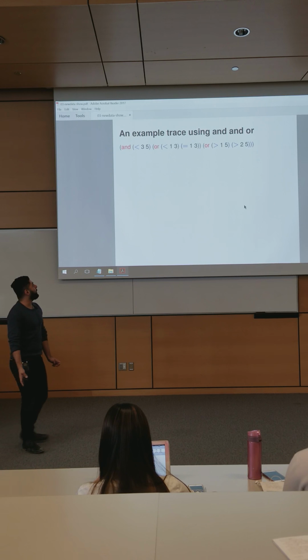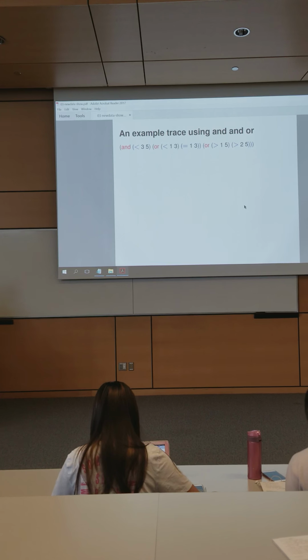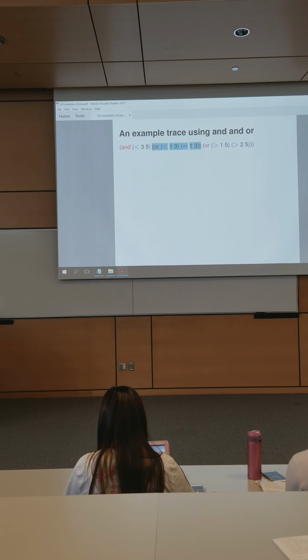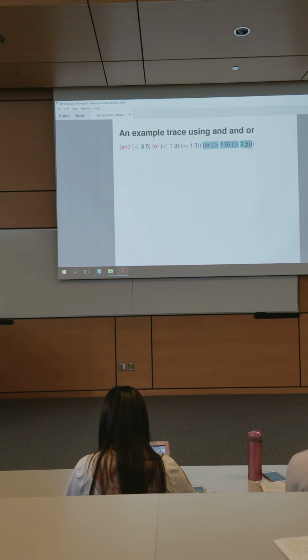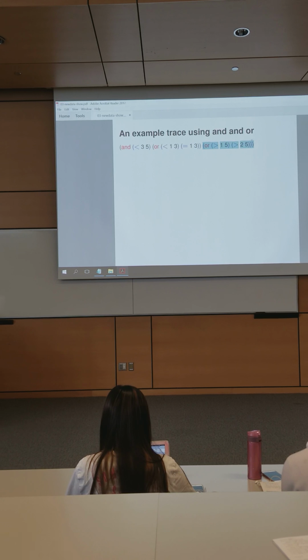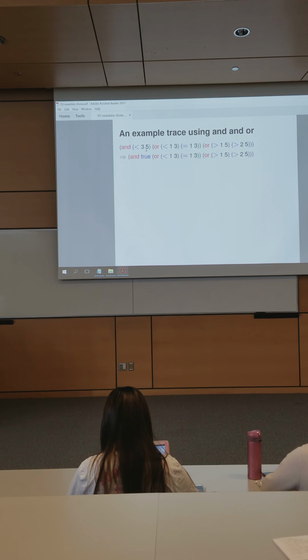So let's trace this and see what happens. Let's actually first look at it and see what goes with what. So we have and this thing with this whole thing with this whole thing. So there's three parts here. There's and, one, two, and three. Okay? So what's the first thing? The first thing is we compare three and five. It's true.